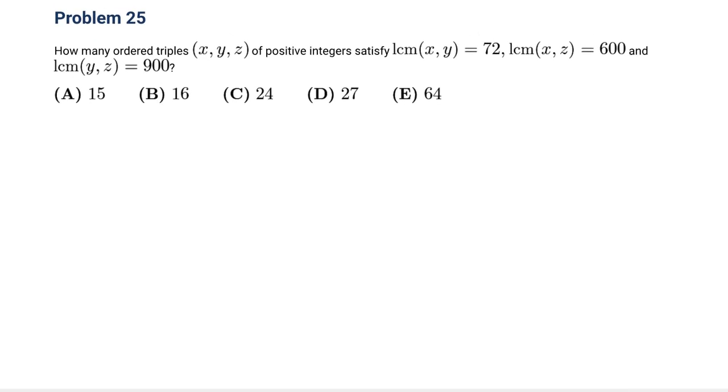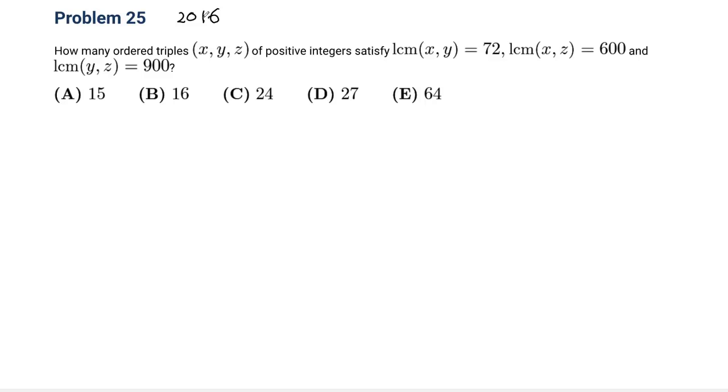Okay, this is 2016 M10A number 25. That's 2016. So we have three numbers. Between three numbers there are what? LCM, or least common multiple. Okay, least common multiples. But in this case, how many ordered triples satisfy all this?